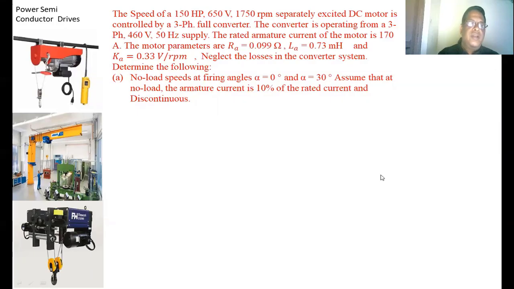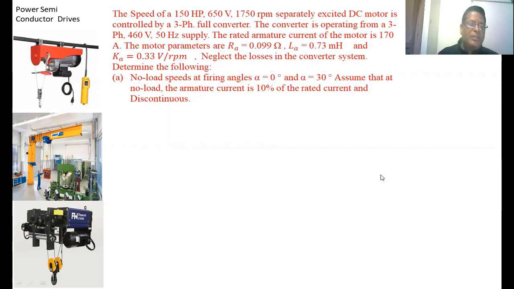The speed of a 150 HP, 650 volts, 1700 rpm separately excited DC motor is controlled by a three-phase fully controlled converter. The converter is operated from a three-phase, 460 volts, 50 Hz supply. The rated armature current of the motor is 170 amperes. The motor parameters: armature resistance equal to 0.099 ohms, armature inductance LA equal to 0.73 millihenries, and the motor constant Ka equal to 0.33 volt per RPM. Neglect the losses in the converter.